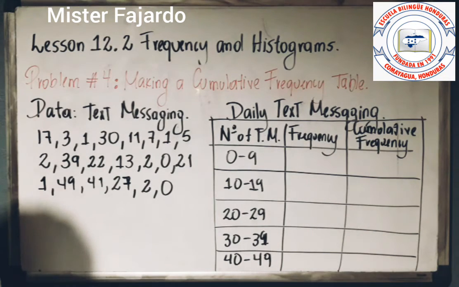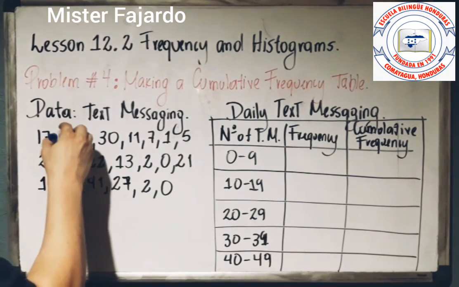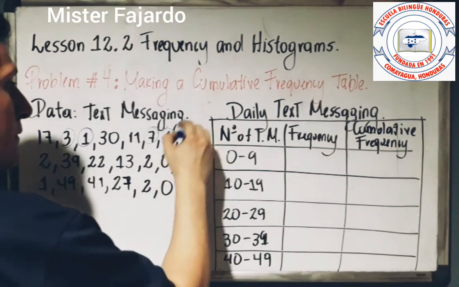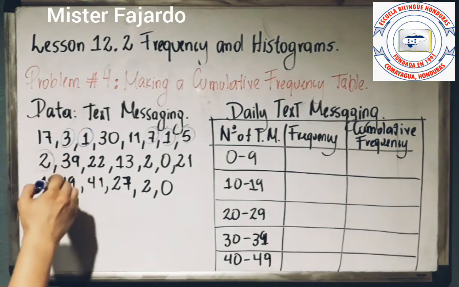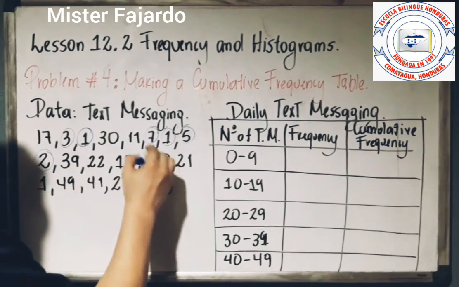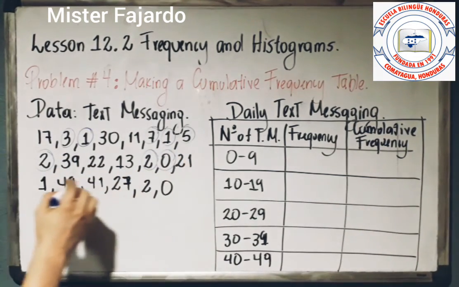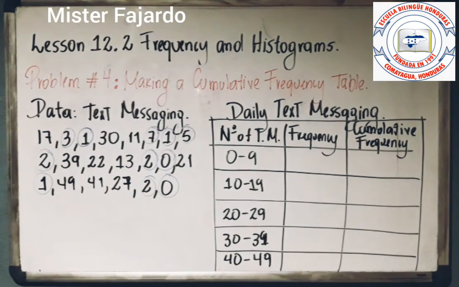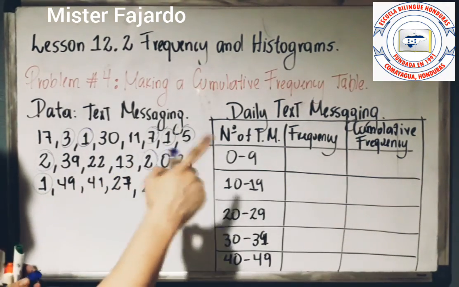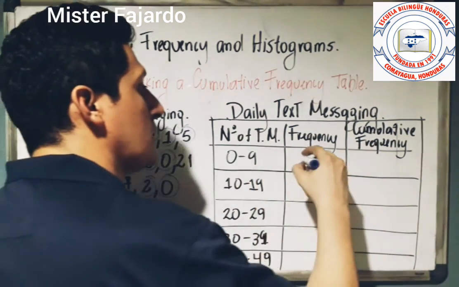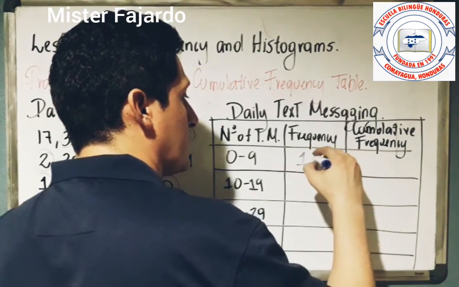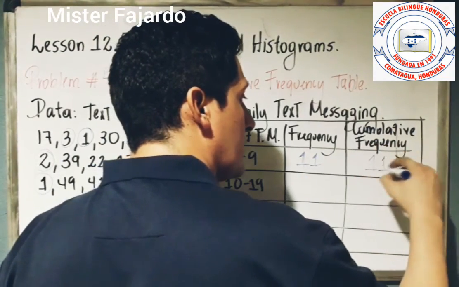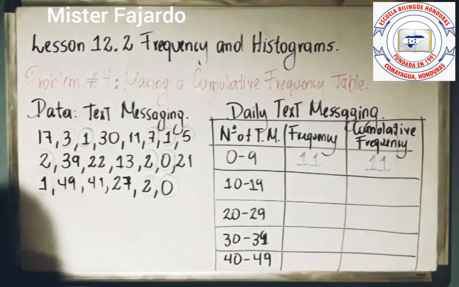So I'm going to start using the colors again. From 0 to 9, it's going to be 1, 2, from 0 to 9, remember, 3, 4, 5, 6, 7, 8, 9, 10, and 11. If you see, we have 11 students that used text messages from 0 to 9. That's going to be 11, and in my cumulative frequency table, I'm going to copy this value. Really easy to do, and I know that you will understand, don't worry about it.